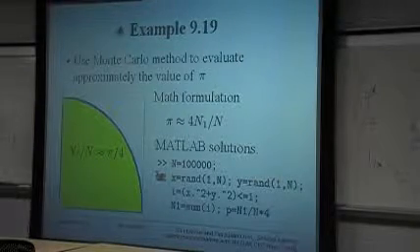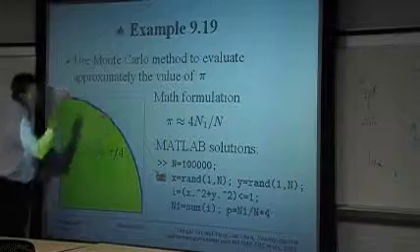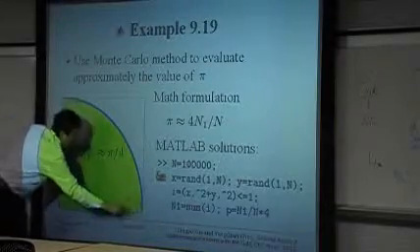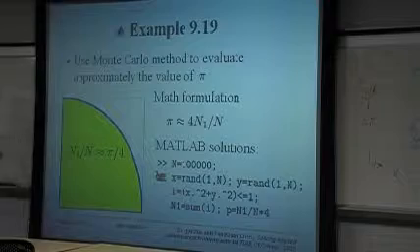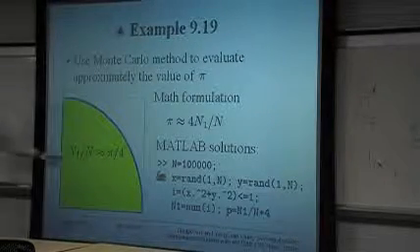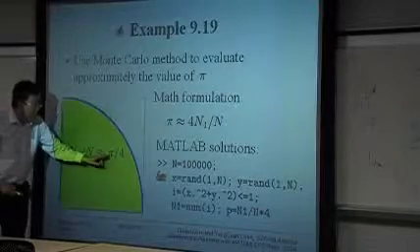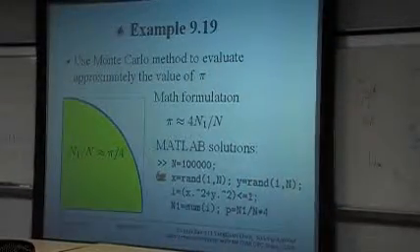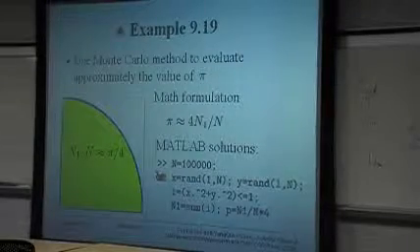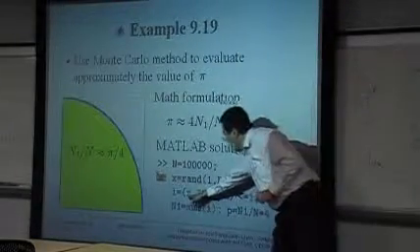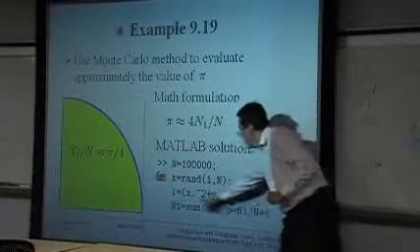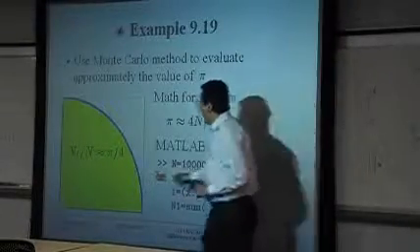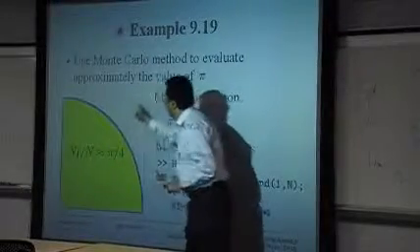So what is the probability that a certain point falls into this area? The probability should be the area of this part divided by the area of the square, which is 1. So the probability should be pi over 4. Now I generate 10,000 points randomly, and I will check how many points satisfy this condition. If a certain point satisfies this condition, it means that this point falls in this area rather than this area.